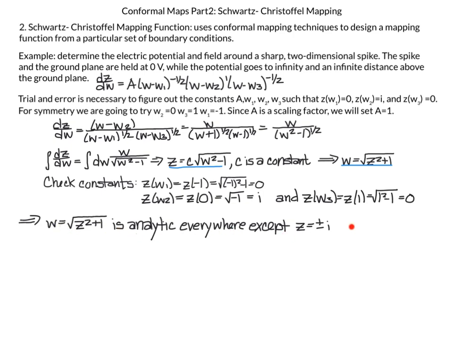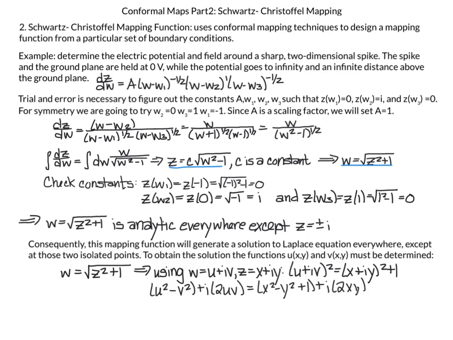That is analytic everywhere except at z equals plus or minus i, which means this mapping function will generate a solution to Laplace's equation because it's analytic, and it will generate a solution everywhere except at z equals plus or minus i. And to obtain the solution, the functions u of x, y and v of x, y must be determined.